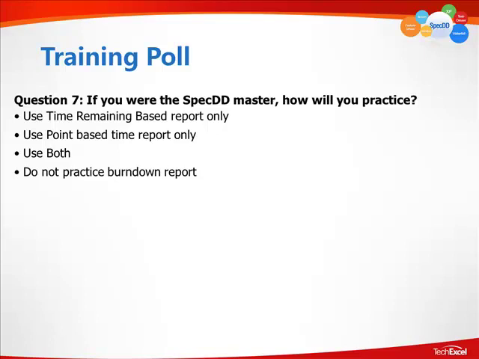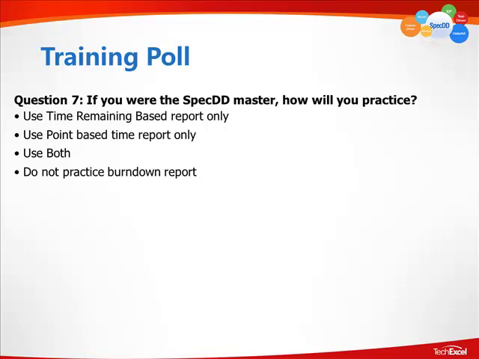This is a high point value item, it's got to be done. Or would you use both? A combination. Take the best of both worlds, add them together. You have your day-to-day time remaining updates. You can see down to the hourly level, how you're progressing, and at the same time, you can see your point-based system. You can see which high point values are getting completed and if they're on track.